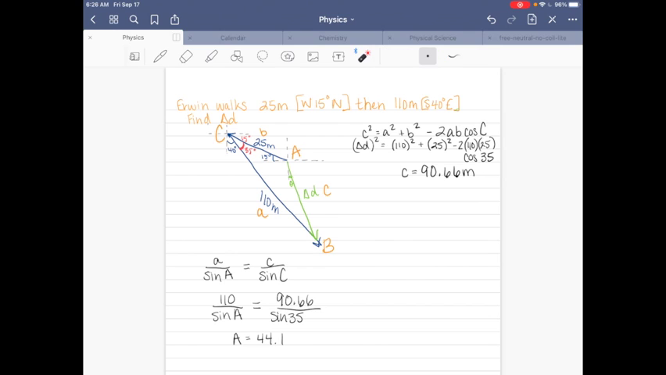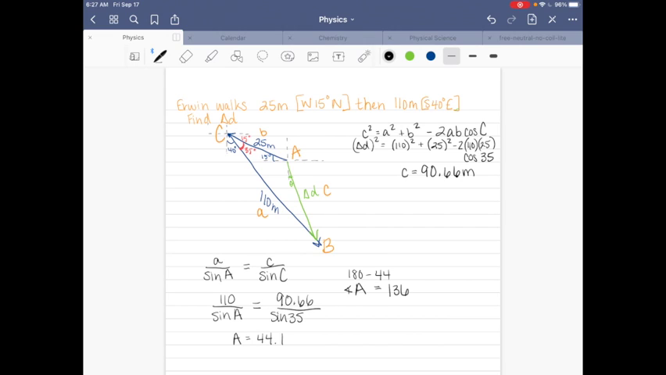Okay, so looking at our angle here, you can tell that this is definitely greater than 44 degrees, so it's ambiguous. So what we need to do is subtract it from 180 in order to determine what this angle is. So our 180 minus our 44, and we'll get that this whole angle A is equal to 136.